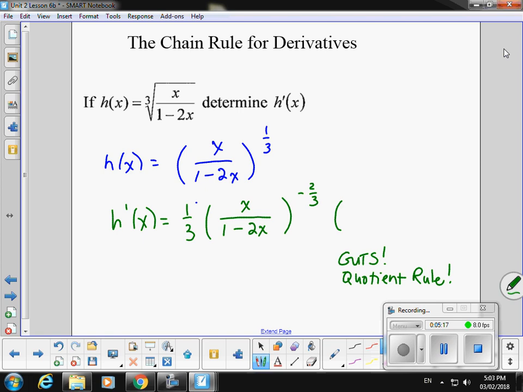Okay. So for my quotient rule, I have the derivative of the top, or first, times the bottom, subtract the first times the derivative of the second, which is -2, all over the second, or bottom, squared. Just taking a second to check the first times the derivative of the second. I think I'm good to go. So that is my derivative.